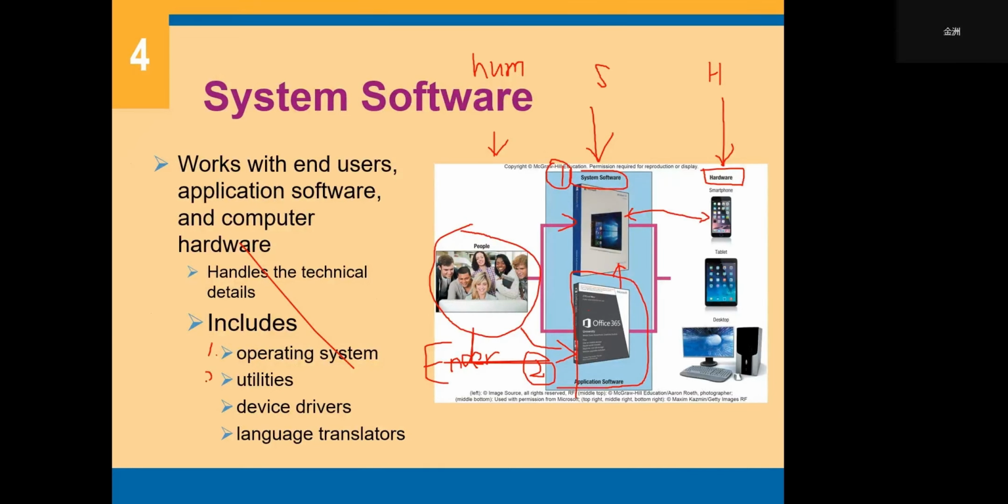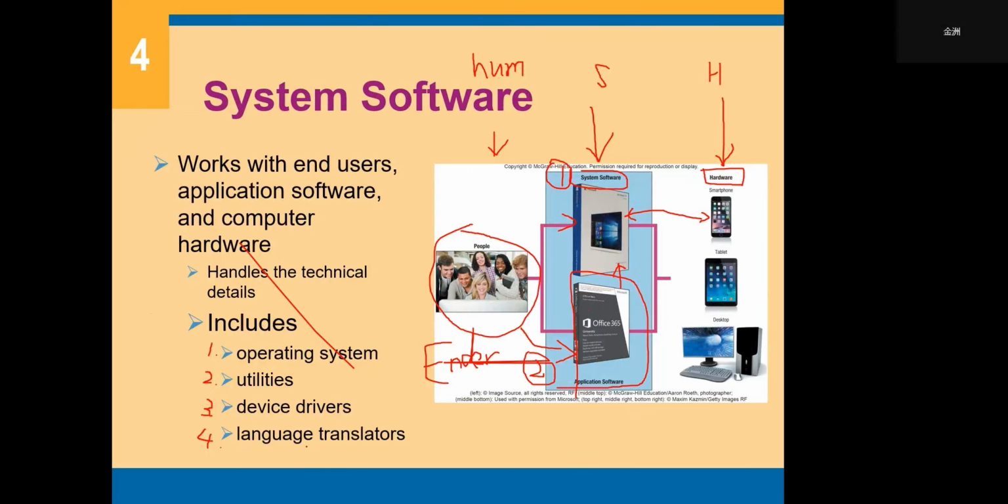And then the second one is the utilities. The utilities perform some specified tasks related to managing the computer resources. The third one is the device driver. Device drivers are specialized programs that allow particular input or output devices to communicate with the rest of the computer system. And the fourth would be the language translator. It converts programming instructions into language that the computer understands.